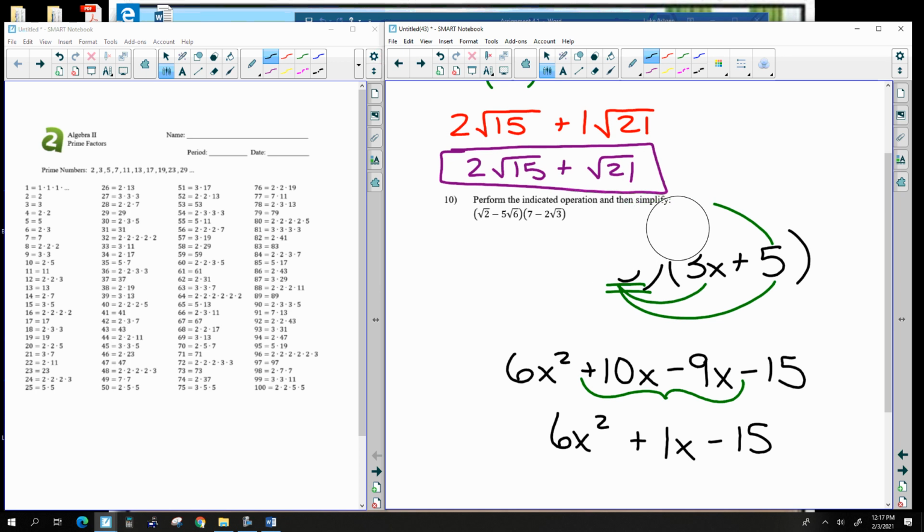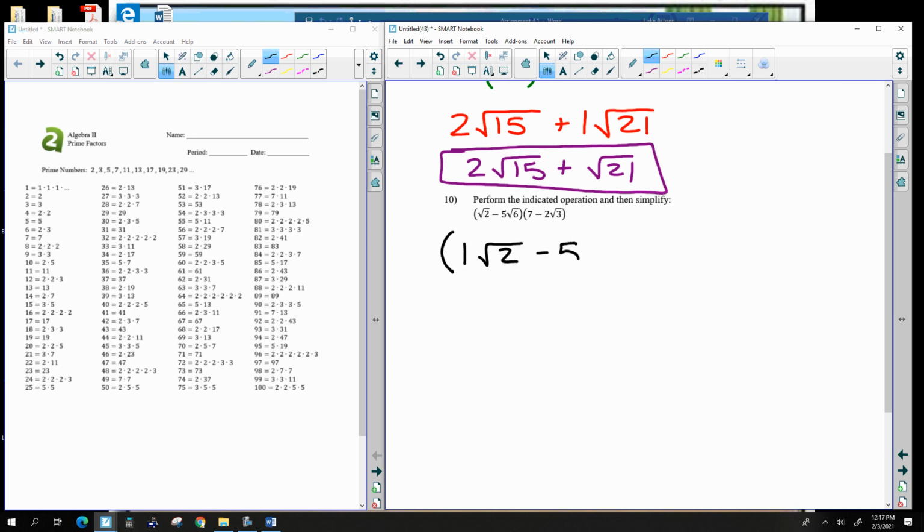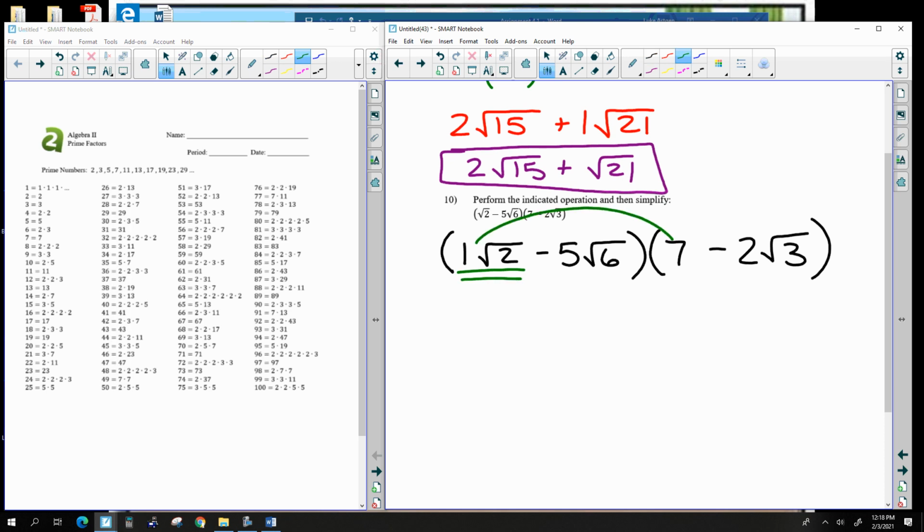Okay, now, with that process being said, the same holds true with our problem here. So we have 1 root 2 minus 5 root 6, times 7 minus 2 root 3. So what we do is we begin with that first term and we multiply everything of that next parentheses. So numbers multiply numbers, roots multiply roots. So 1 times 7 is 7, and then root 2.